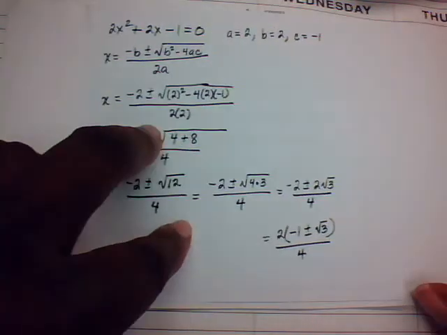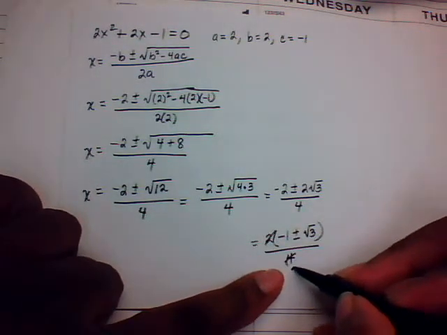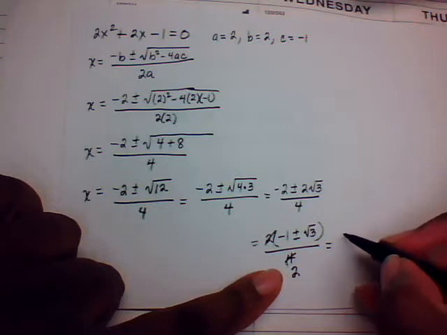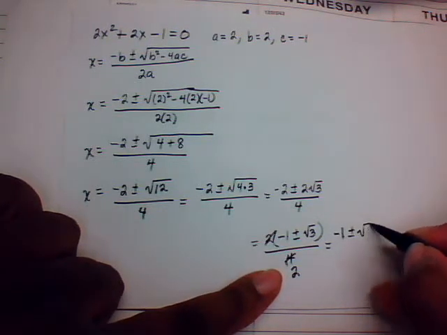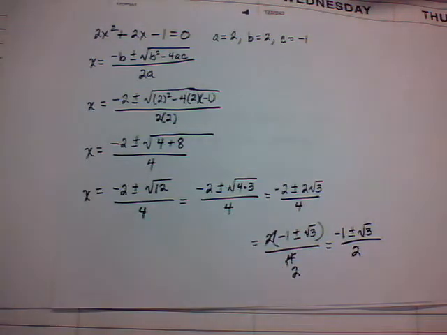Now this can be reduced. That 2 goes into this 4 2 times. So in the numerator, I'm going to have negative 1 plus or minus the square root of 3. That whole thing is over 2. And that's going to be my final answer right there. Now in this case here, it'll be negative 1 plus square root of 3 over 2 and negative 1 minus square root of 3 over 2.